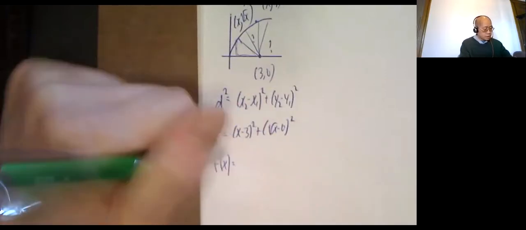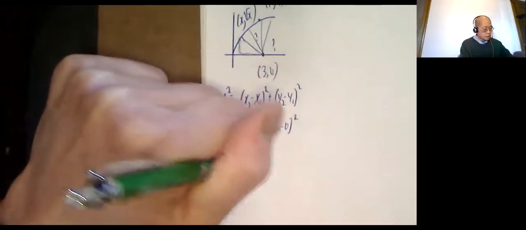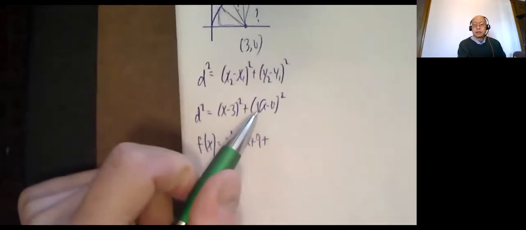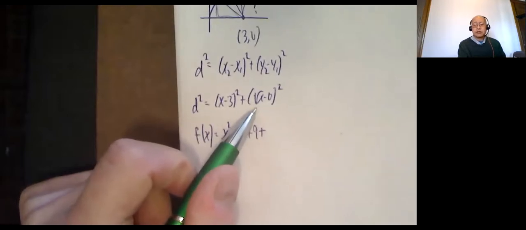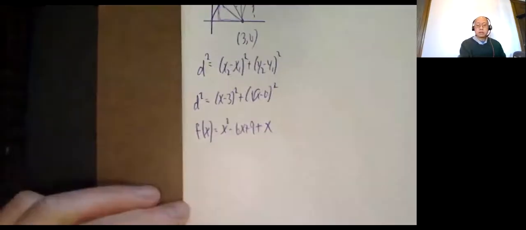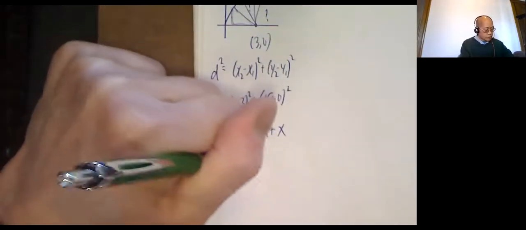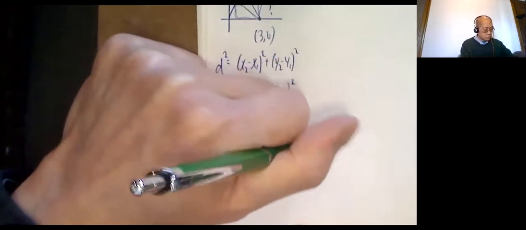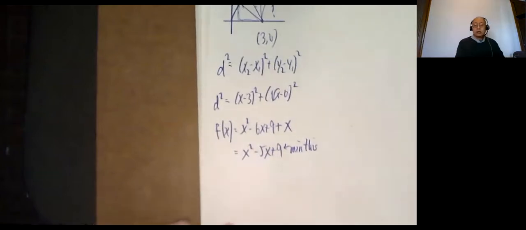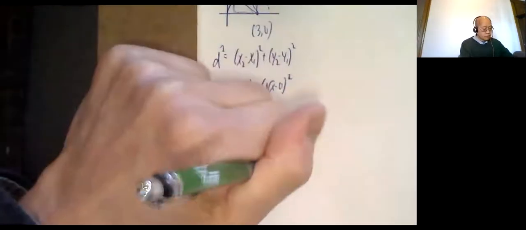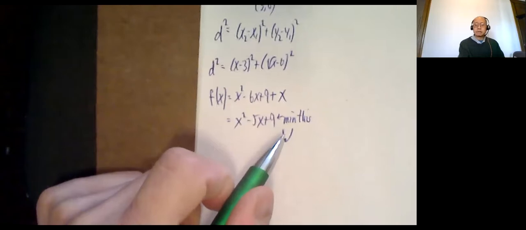So I can write it as f of x. So I will square this, x squared minus 6x plus 9 plus square root of x minus 0 is square root of x. What's square root of x squared? Just x. So that's x squared minus 5x plus 9. And there we go. I want to minimize this. Right? Okay, it's a parabola opening up, which means the vertex would be a minimum. Am I looking for a minimum? Yes, I am.